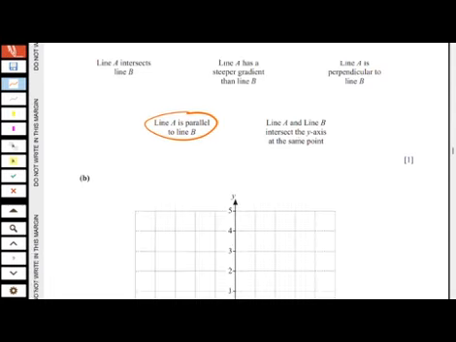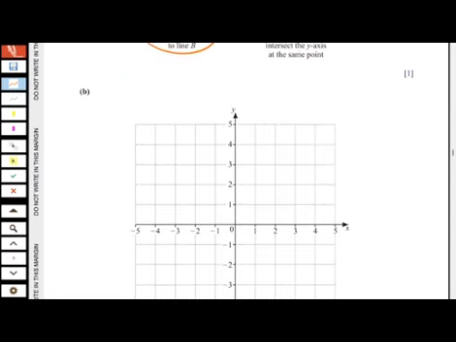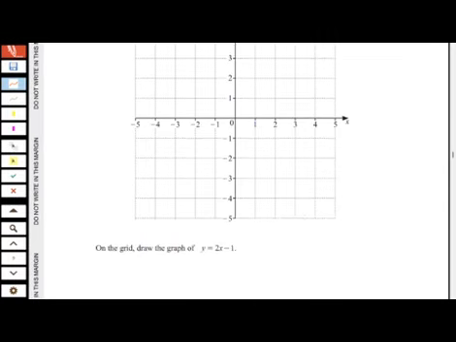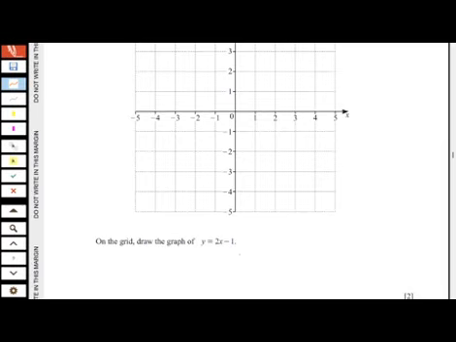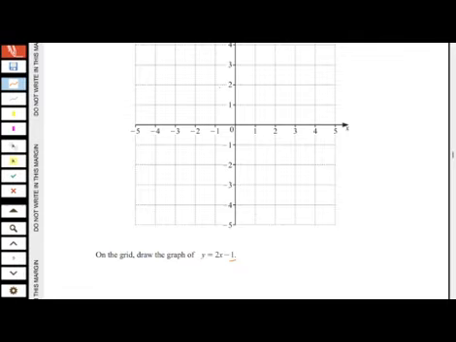Okay. Part B. On a grid, draw a graph of y equals 2x minus 1. The y-intercept is negative, that is minus 1. So we have to recognize the y-intercept, that is minus 1, and mark it as a point, and the slope we have is 2, that is 2x minus 1. So here is the y-intercept, and the slope is 2.